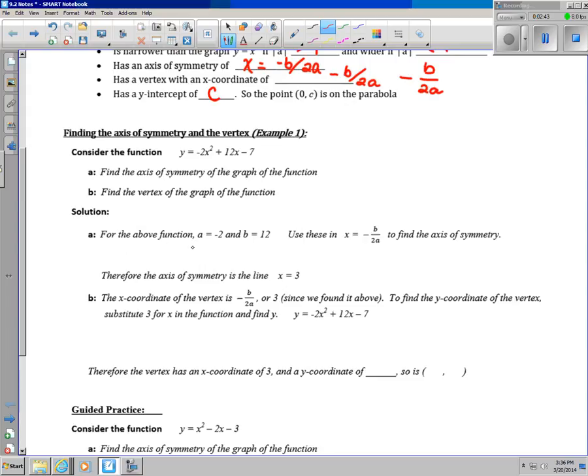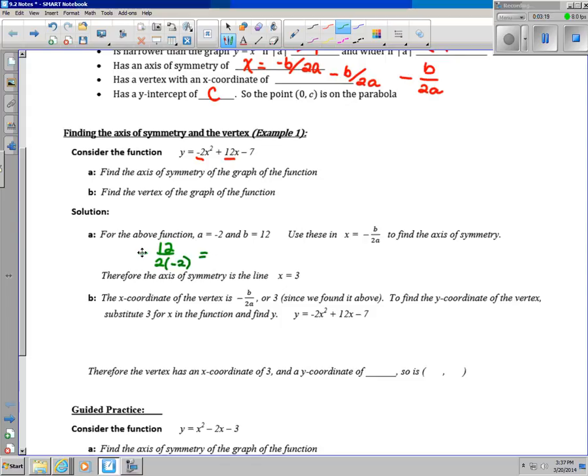So for the above function, our a is negative 2 and our b is 12. We're going to use that in our equation, x equals negative b over 2a, to find the axis of symmetry. So if our b is 12 and our a is negative 2, we're going to put a 2 here for the 2 that's in the equation, and a negative 2 in for the a. We're going to solve that.